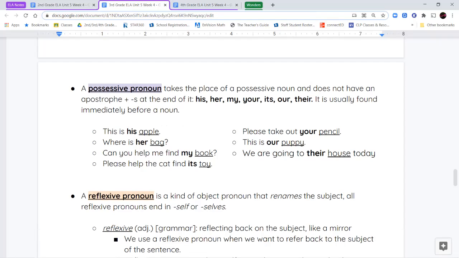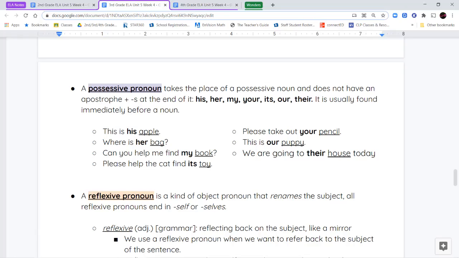Now, possessive pronouns take the place of a possessive noun, and they do not have an apostrophe and an S at the end to show possession. So usually I would say this is Sarah's pencil, S-A-R-A-H apostrophe S to show ownership. Instead, I'm going to say this is her pencil. So my possessive pronouns are his, her, my, your, its, our, and their. We're talking about something that belongs to these different pronouns. And it's usually found immediately before the noun that it's talking about.